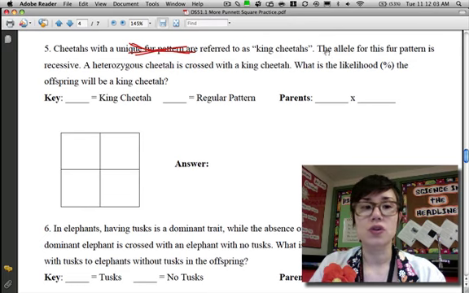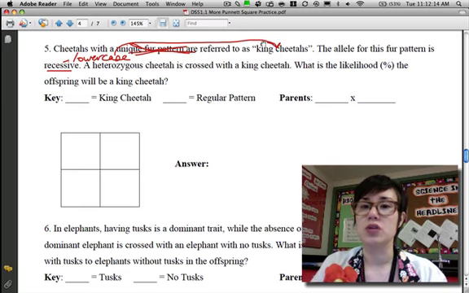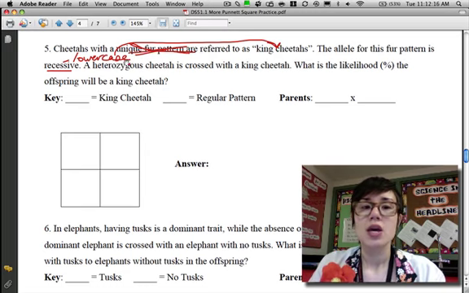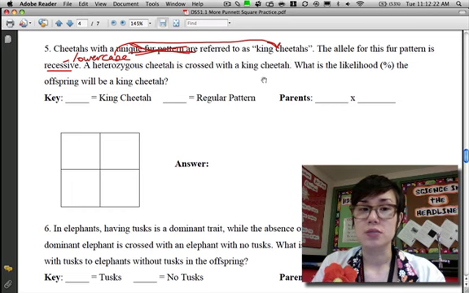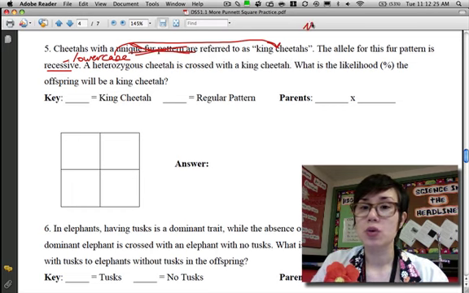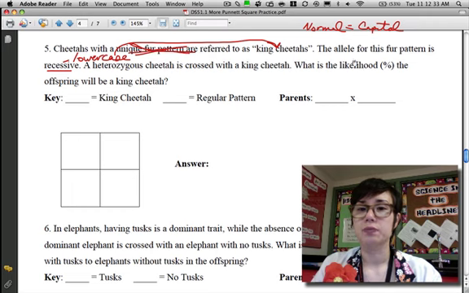The allele for this fur pattern is recessive. So if it's recessive, I know that I'm going to be using a lowercase letter. So I'm going to write that down, lowercase, and then I'm going to draw a line so that I know that it refers to the king cheetahs. If my king cheetah pattern is recessive, I know that my regular pattern has to be the opposite. So my regular or normal has to be a capital letter. So let's go ahead and write that down.